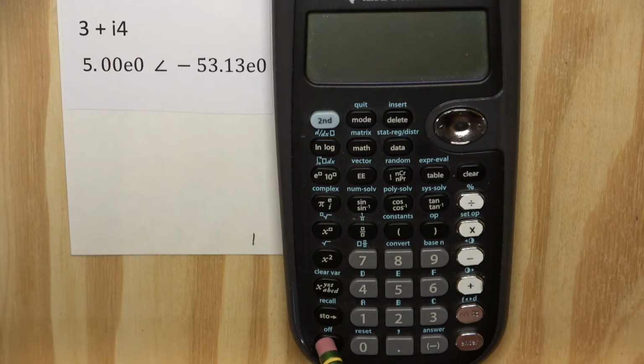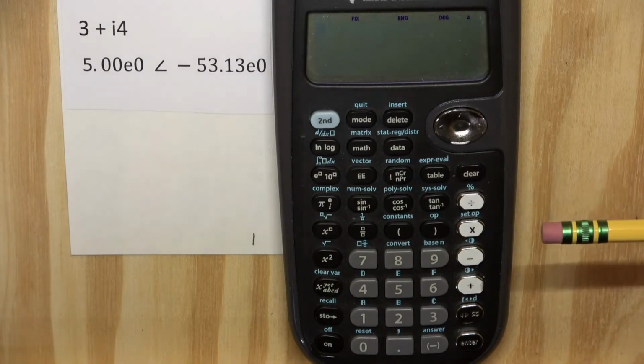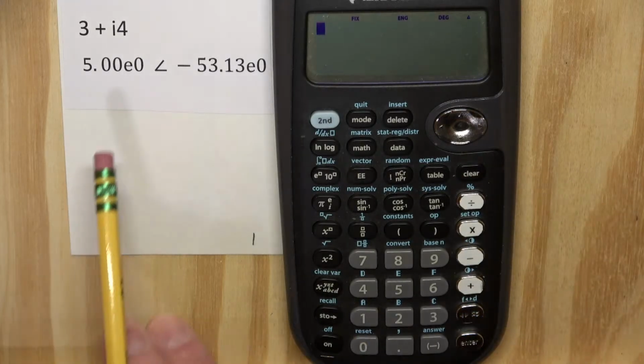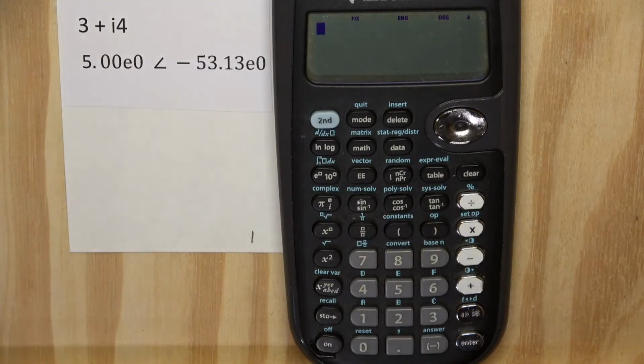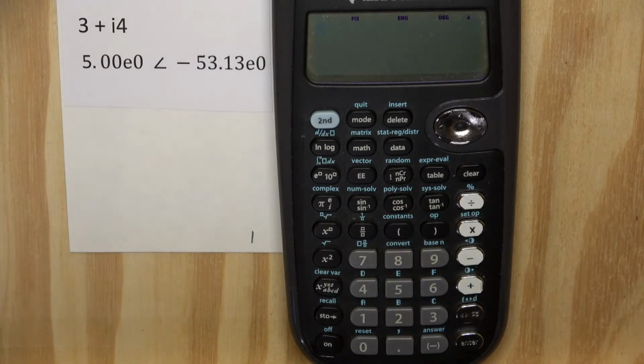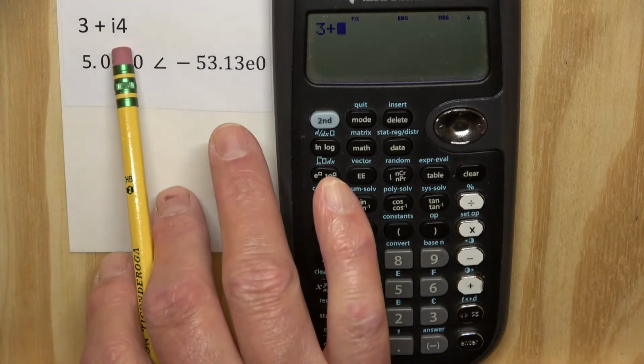So I'll turn on the calculator. The first thing we always do is clear it. And the way that we do this entry, it's 3 plus i4. And this is dependent on the way that you've got the mode set. That's why I put out that note this afternoon. So if you get a different answer, let me know. So to put this in, it's 3 plus, now we're going to want to put in i4.